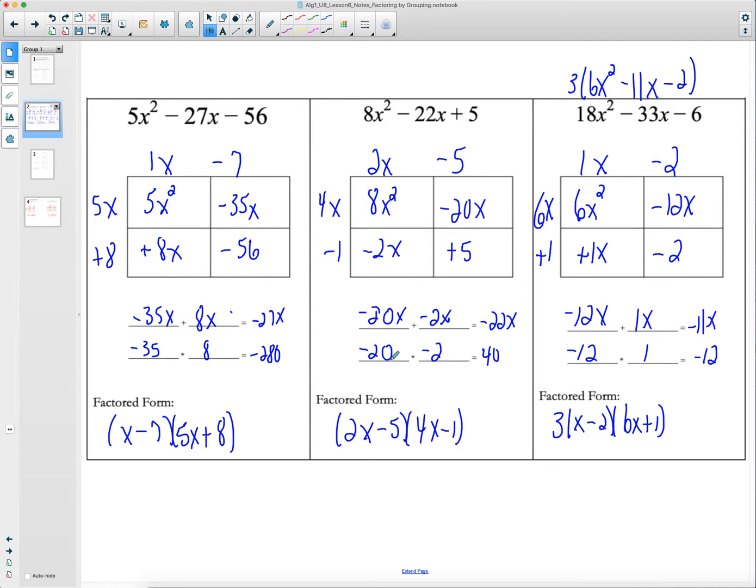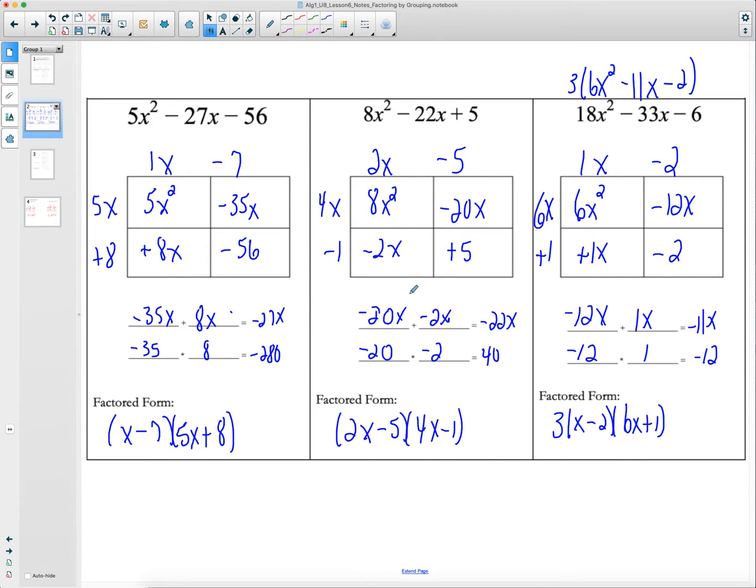The two numbers that multiply to be a positive 40 and add to be negative 22 are negative 20 and negative 2. I'm going to drop the negative 20 in here and the negative 2 in here. When you look at that first column, the GCF is a positive 2x. Our GCF in the second column is a negative 5. Our GCF in the first row is a 4x, and our GCF in the last row is a negative 1.